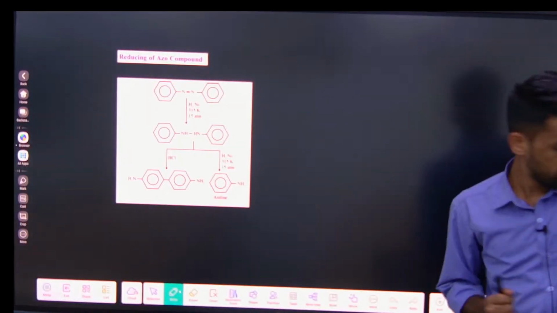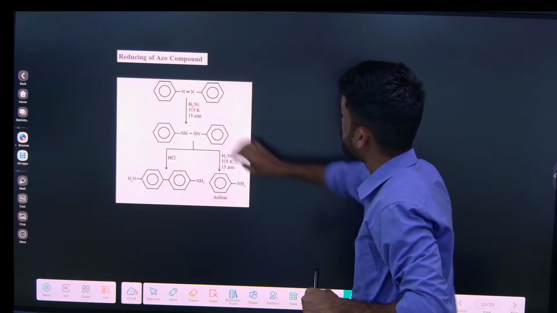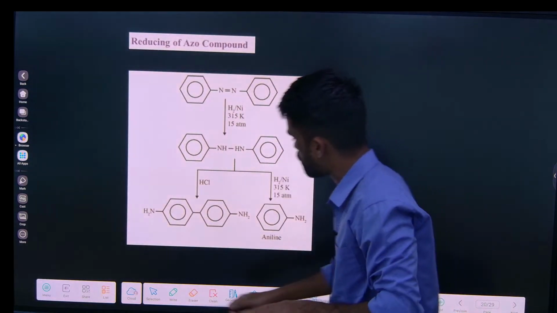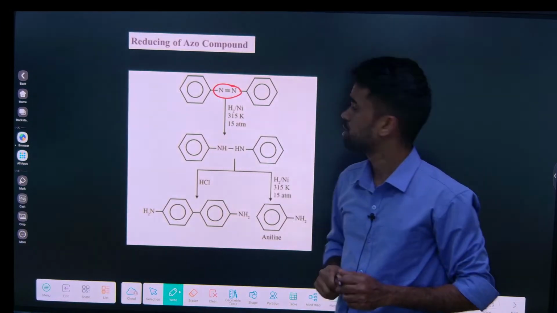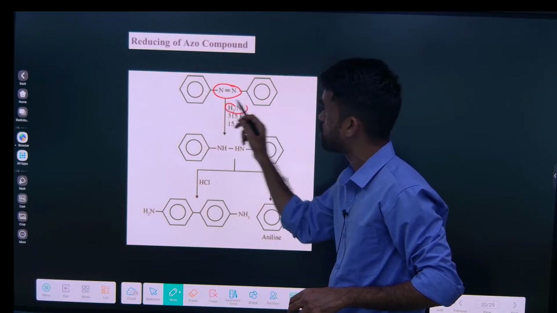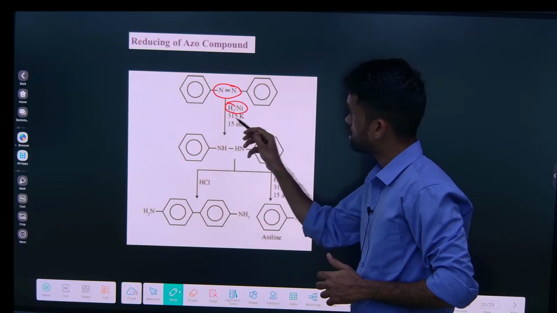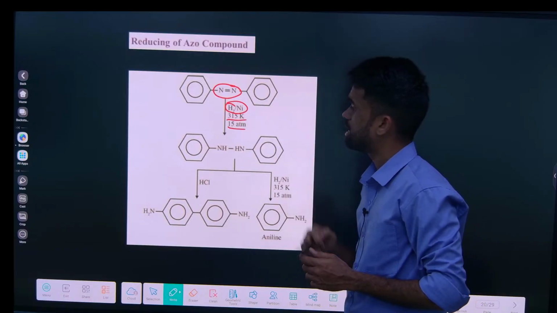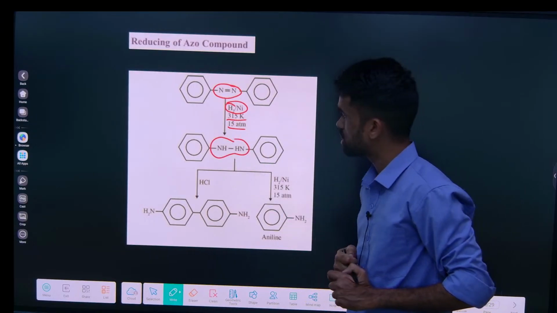Next, reduction of azo compound. What do we mean by azo compound? Here we have an N double bond N, and that is called the azo bond. Upon reduction with nickel hydrogenation, metal catalyst hydrogenation, at 315 Kelvin and 15 atm, you are going to get a compound with an N single bond N. Reduction is taking place.